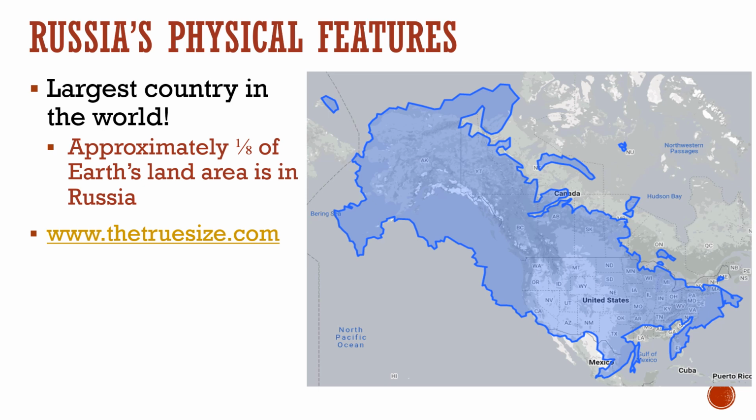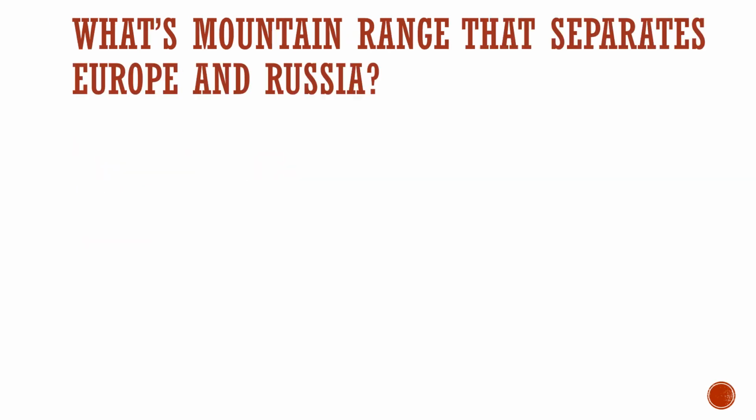So the physical features, again, it is the largest country in the world, and makes up about 1/8 of the Earth's land mass. I think it's a really cool website called The True Size, where you can manipulate this to take an area and compare it. If you take the land mass of Russia, it completely covers the United States and Canada up into Alaska. So it's a very huge part of the Earth's mass.